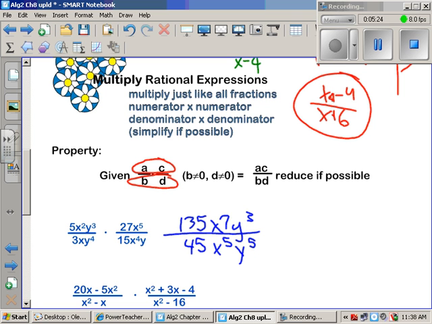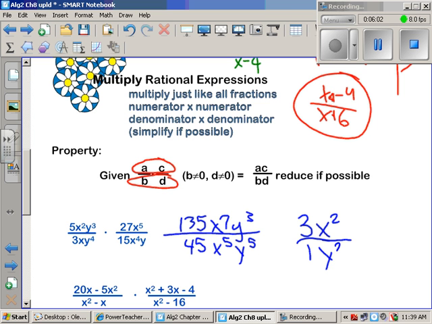How many times does 135 and 45 have anything in common? 3, 3, 5, 15, and 45. Right, they have 45 in common. 45 goes into 135 3 times, and it goes into 45 once. Okay, how about x to the 7th divided by x to the 5th? Right, because when you divide powers, you subtract exponents. That's x squared. How about y to the 3rd divided by y to the 5th? Right, so it's just y squared on the bottom.